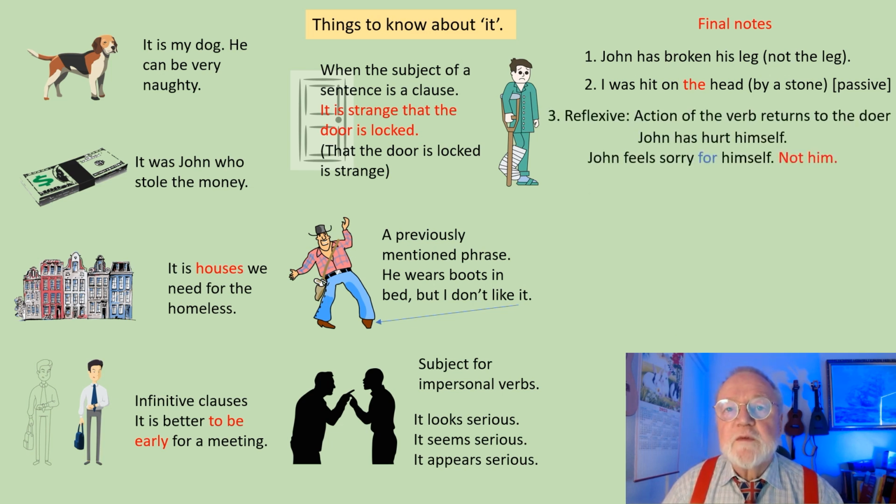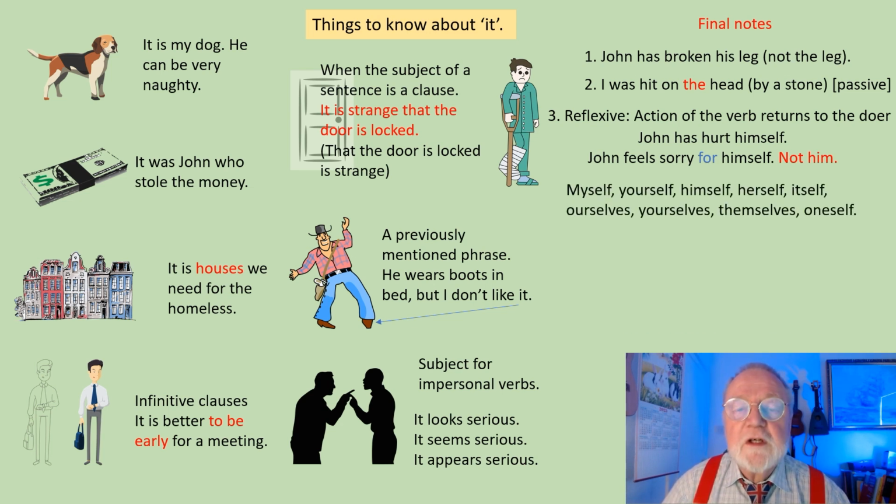Reflexive verbs, where the action of the verb returns to the doer, John has hurt himself. But where a preposition comes in a sentence, we have to be more careful. John feels sorry for himself, not John feels sorry for him. That's a very common mistake. And here are the other reflexive pronouns. Myself, yourself, himself, herself, itself, ourselves, yourselves, themselves, and oneself. Oneself is slightly unusual in modern English.